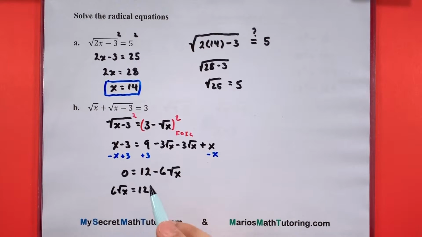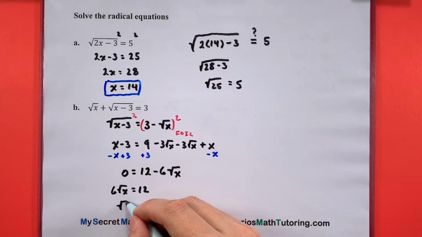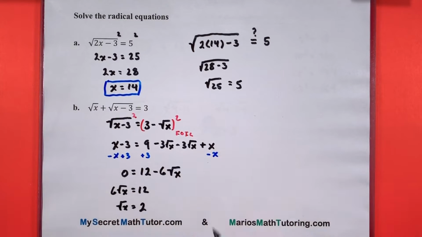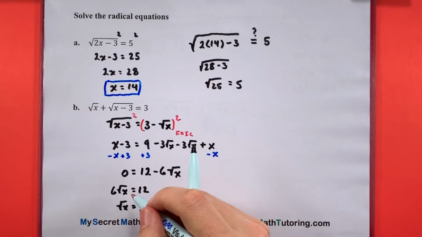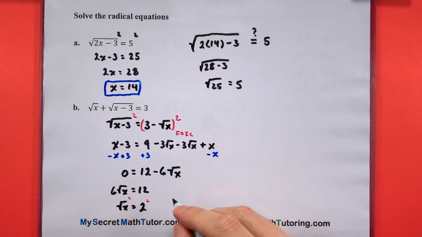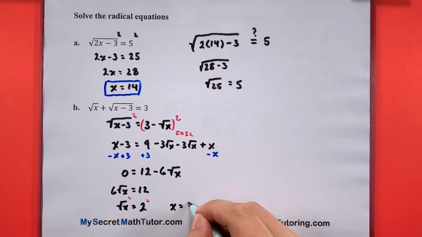Now I can divide by 6 and take the square root. So let's see, divide by 6 would give me a 2. Squaring both sides now, let's see, what did that give us? 2 squared is a 4. So squared, squared. So x is equal to 4.